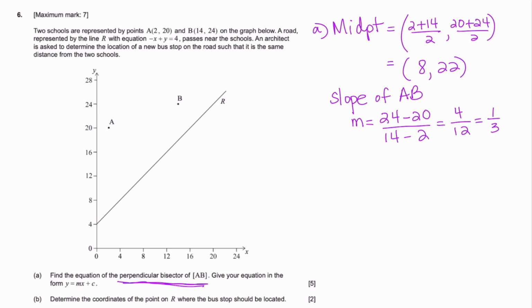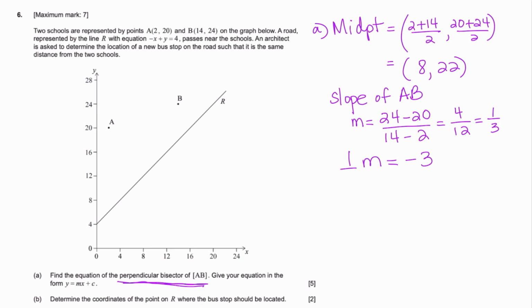The gradient of AB, the slope of AB, is going to give you 1 point. Right now, by writing down the perpendicular slope as the negative reciprocal, which means you flip it, change the sign, -3, you've already gotten 3 out of the 5 points.